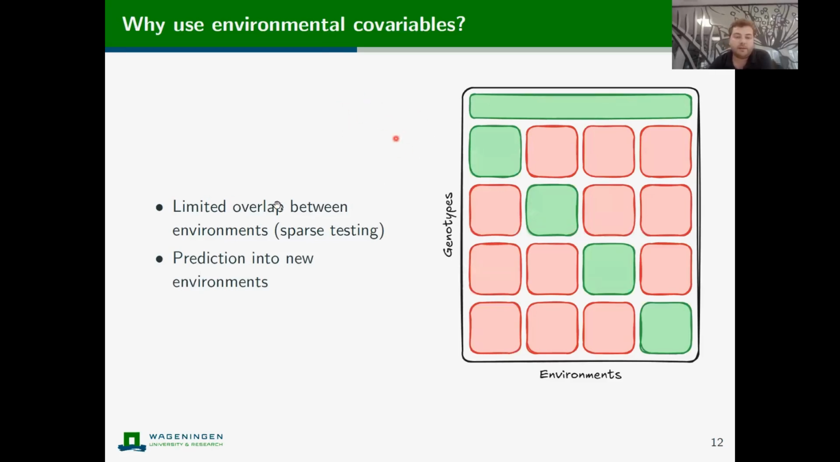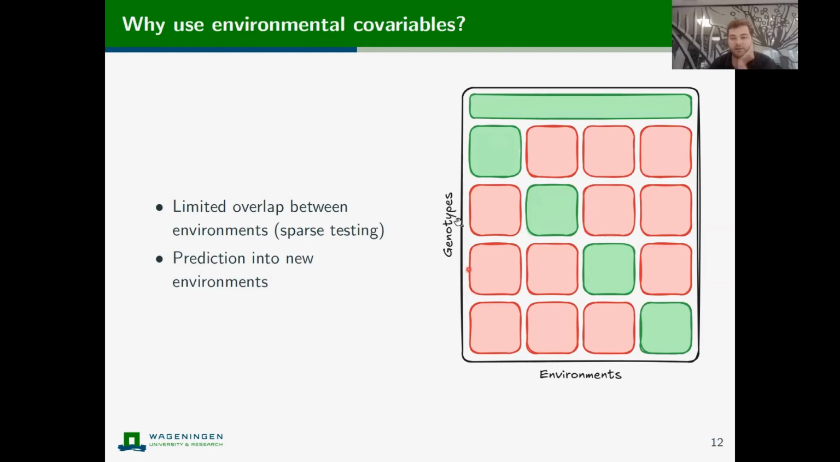Why would you want to do that? The environmental covariables probably say something about the weather or the actual environment that plants were grown in. So the idea is that they must also be useful to model the actual G by E. I think there are two settings where they are especially useful, and that's prediction into new environments, because we don't have any phenotypic data there. We might be able to have some idea of the G by E using those environmental variables. And I found that they're also quite useful if there's limited overlap between environments in terms of genotypes. That's often referred to as sparse testing.